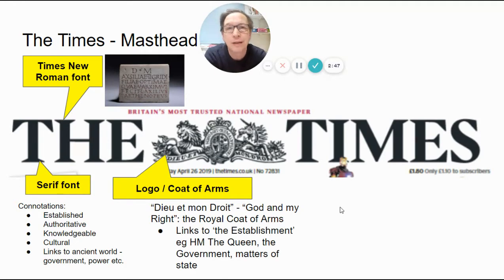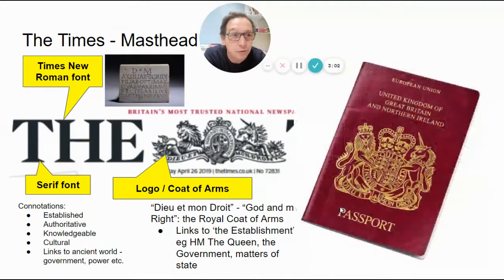Now, again, we've got links to the establishment here. This is very much the voice of establishment Britain. We've got the ideas of Her Majesty the Queen, the government, matters of state. You might have seen this on official documents, in fact. For example, there's a British passport there, and you can see it's the same coat of arms. It's a slightly different take on it, but it's that same lion and unicorn, crown, Honi soit qui mal y pense, and Dieu est mon droit.